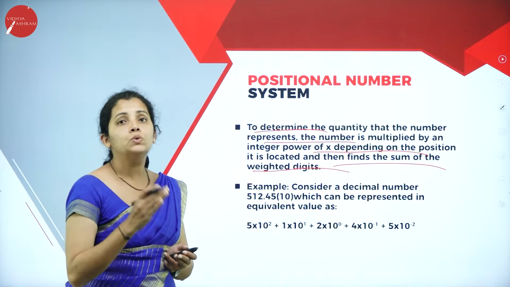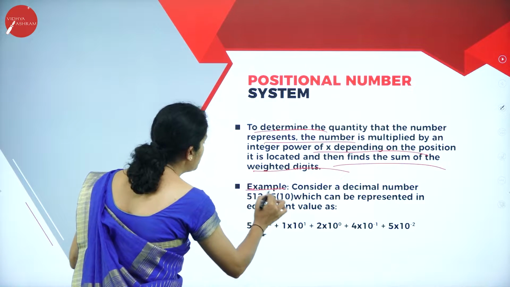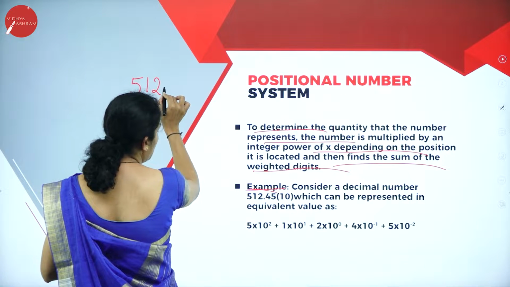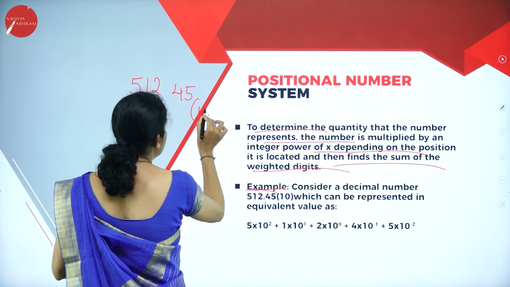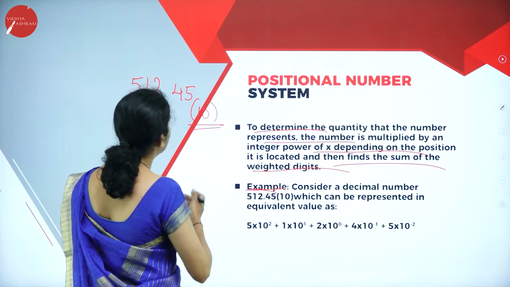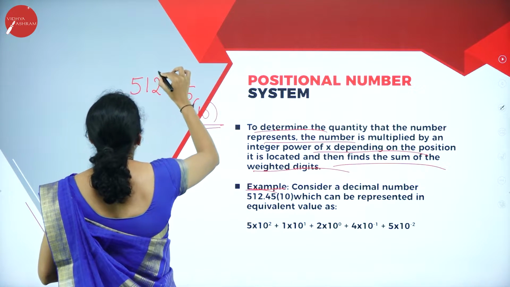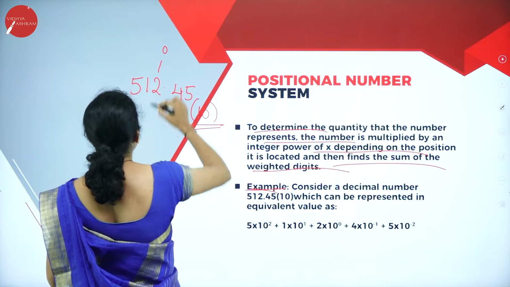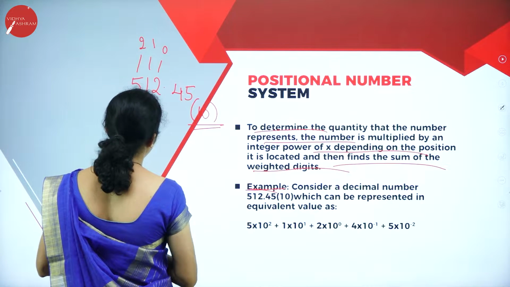Dear student, to determine the quantity, I'm going to consider this simple example, that is 512.45, and it is of type decimal. To represent it as a decimal number, I'm going to write it like a subscript. So first I'll write the position. For 2, I'll give the position 0. For 1, it is 1. And for 5, it is 2.